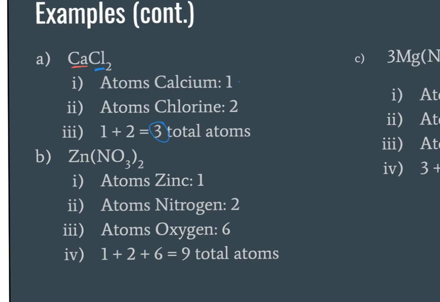Let's try this one. Zinc, not in the parentheses, so there's 1 zinc. Nitrogen gets this 2 from the parentheses, so 2 times 1 gives me the 2. This 2 also applies to oxygen. 3 times 2 is 6. When I add those together, 1 plus 2 plus 6, that gives me 9 total atoms.